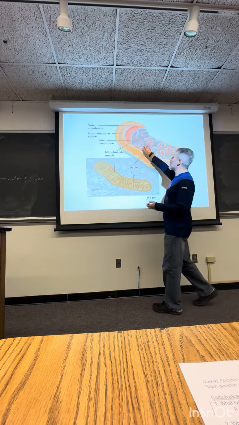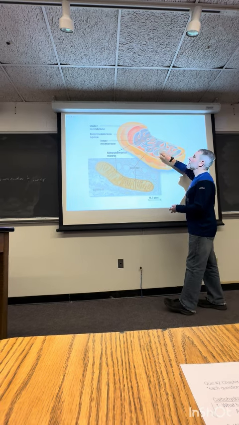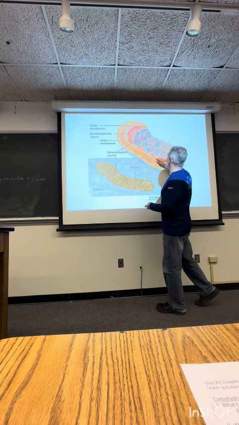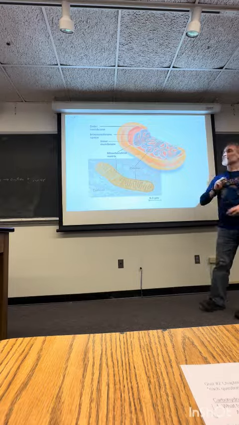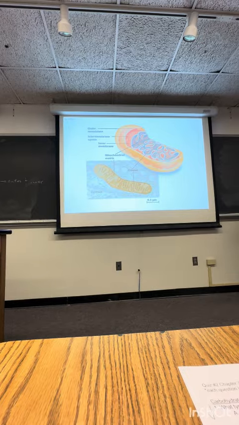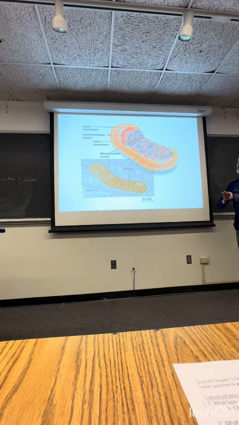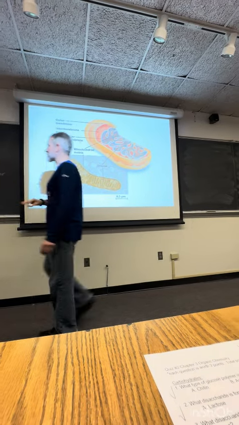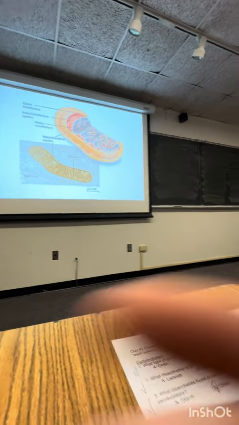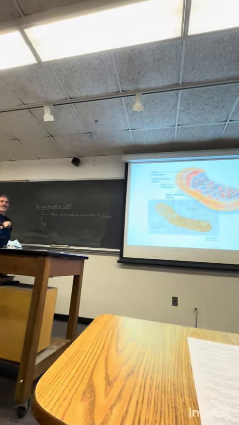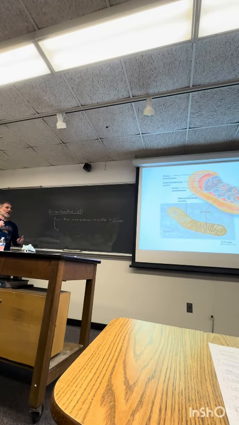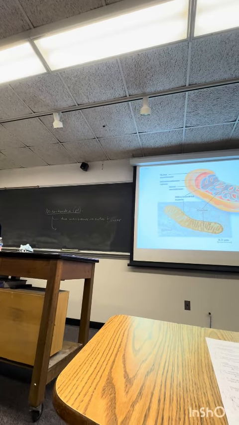To have 2 different spaces: the matrix, which is in the very center, and the intermembrane space, which is between the 2 membranes. Okay, and so that's going to be really important when we talk about aerobic respiration. So 2 membranes, and then the second main thing that we want to say about mitochondria, we've already said that it is the so-called powerhouse of the cell. That's where ATP is generated.